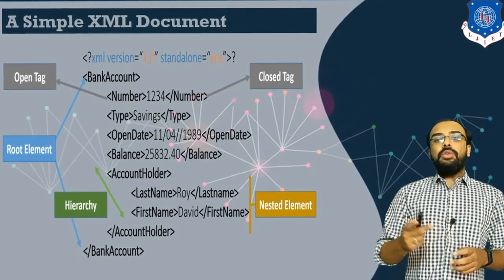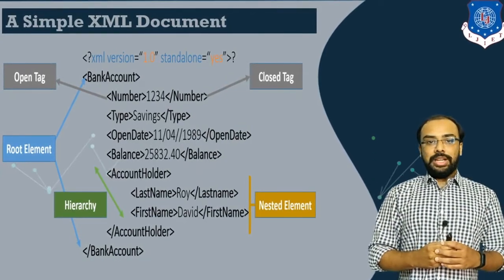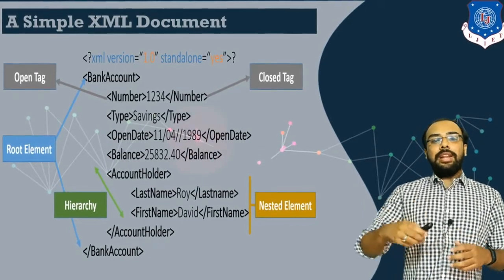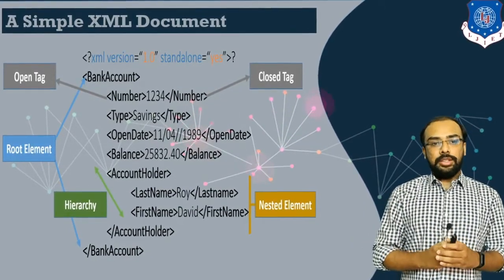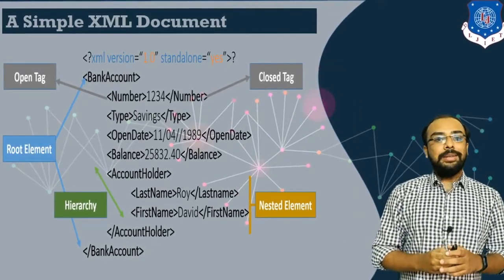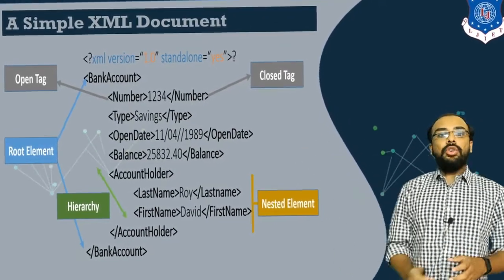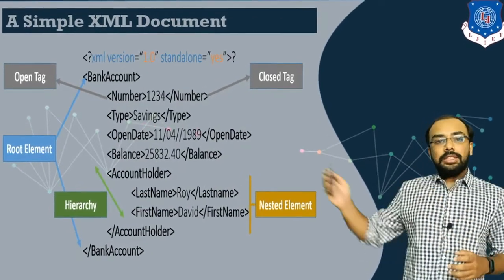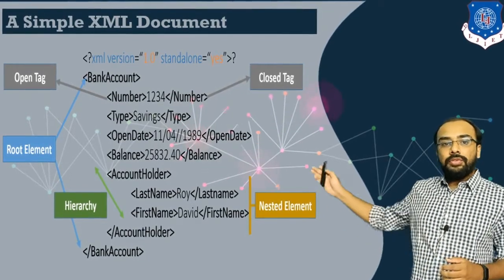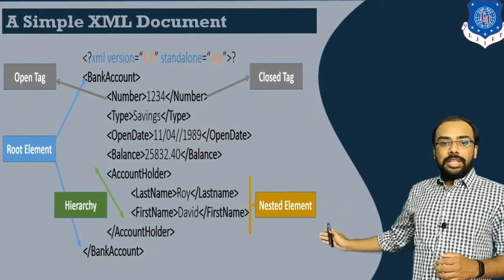Now I have specified two different attributes. The first is version. By default we use this version, that is 1.0. And the second attribute I have given here is standalone, and the value I have given is yes. Now you can see that I have created a tag of my own which is named bank account. Here your bank account tag is your root tag. Inside this bank account tag there are different elements that I have created: the first is number, next is type, third is opening date, next is balance.